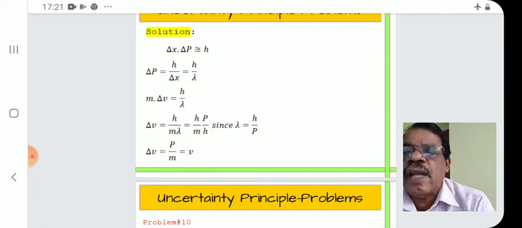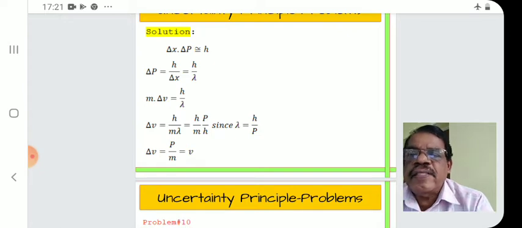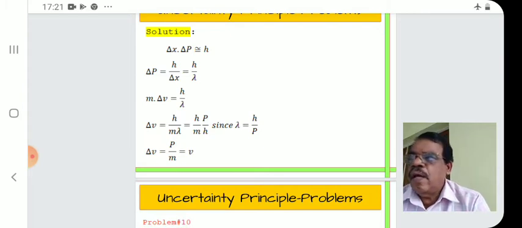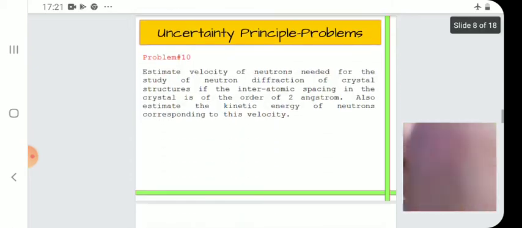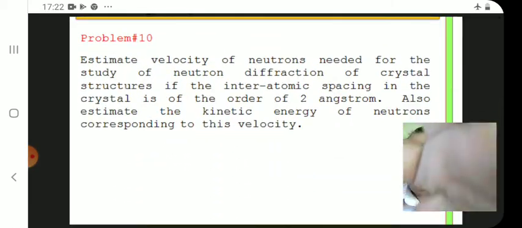We get the relation delta v is equal to h p by m h. Here h cancels, p is mv, m and m will cancel, and we get velocity. So uncertainty in velocity, delta v, is equal to v, that is velocity. That is the answer. Next problem.